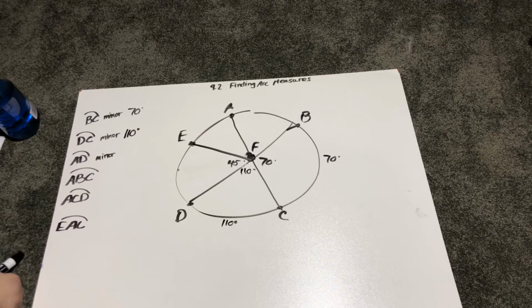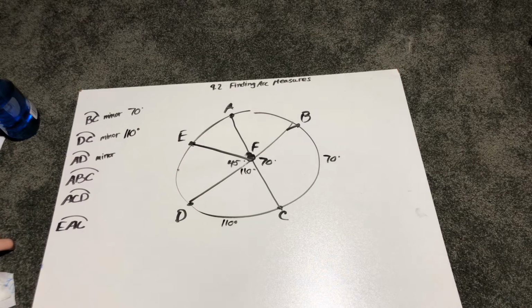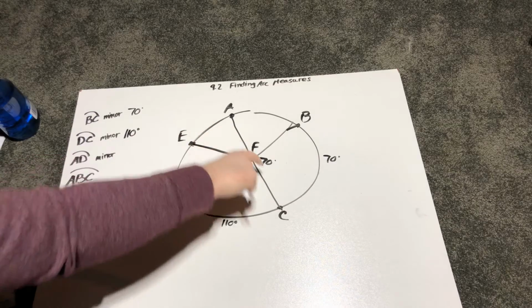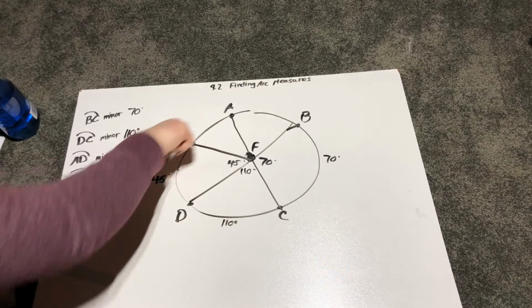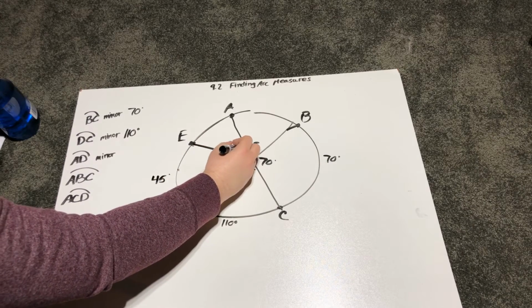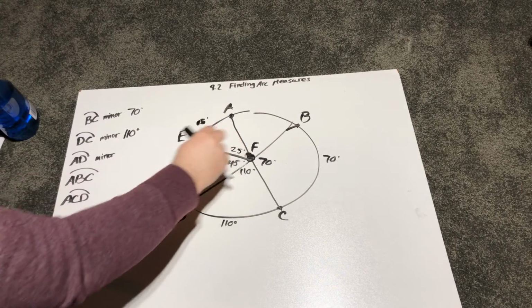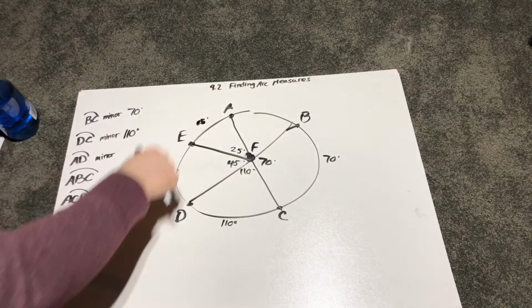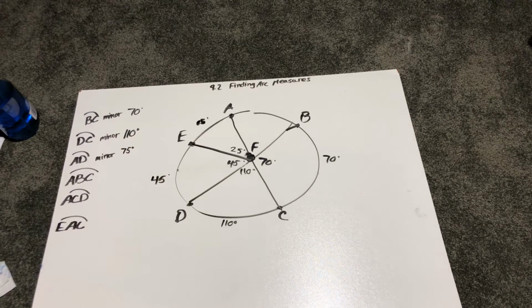For arc AD, let's see. Well, I know this is a semicircle. If this is 45 degrees, this has got to be 45 degrees. This is a semicircle, so 180. 180 minus 110 minus 45, that's got to be 25 degrees. So this has got to be 25 degrees, and it's asking for arc AD. So AD, 25 plus 45 is 75 degrees.